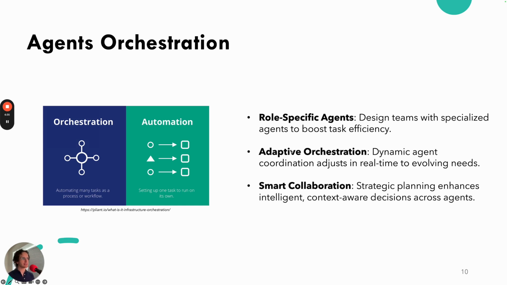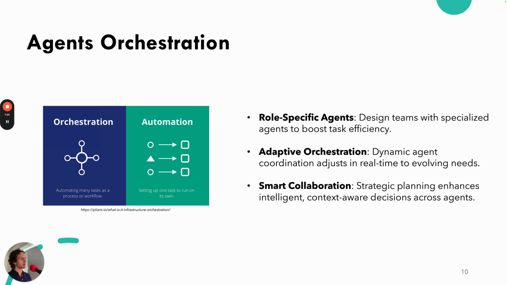First of all, let's dive into orchestration. Why do I think that agent orchestration is important? Well, there is a difference between orchestration and automation. When we automate something, we're just setting up one task to run on its own, and this is a concept that is really easy to understand. With orchestration, we're trying to automate many tasks as a process or workflow. This is a bit more complicated because orchestration is usually connected to optimization. When we want to orchestrate something, it means that there is some kind of central unit that is trying to work with some subunits in order to solve, most of the time, an optimization problem.